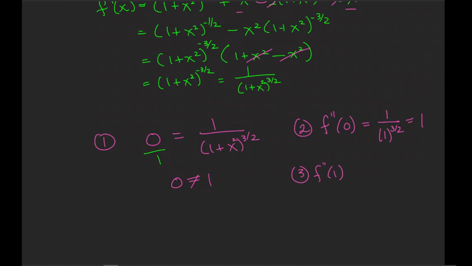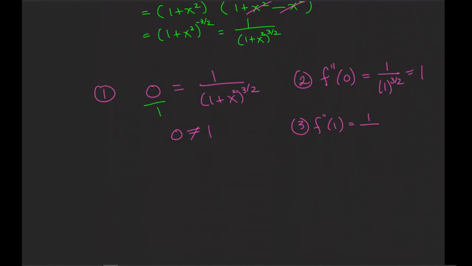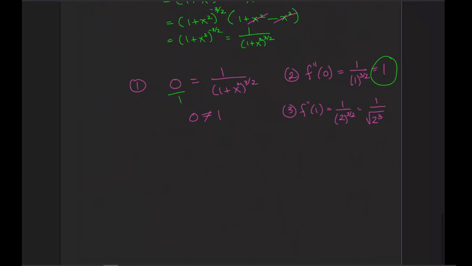And then let's figure it out. Is it 1? Yep, 1. So I have 1 over 1 squared is 1, 1 plus 1, so that's 2 to the 3/2 power, or 1 over the square root of 2 cubed, which is 1 over the square root of 8, which is less than 1, right? So this guy is our max. All right, so I know that max is 1.